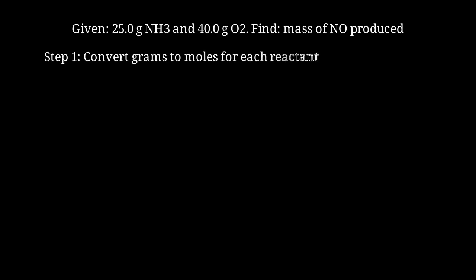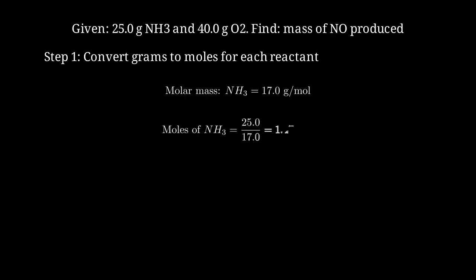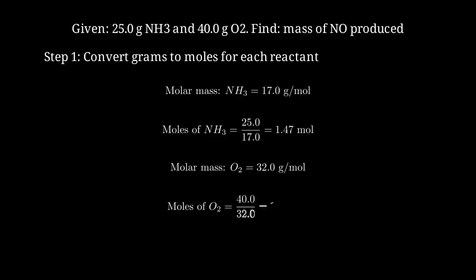First, we convert the mass of each reactant to moles using their molar masses. The molar mass of ammonia is 17 grams per mole. So we have 25 divided by 17, which equals 1.47 moles of ammonia. The molar mass of oxygen gas is 32 grams per mole. We have 40 divided by 32, which equals 1.25 moles of oxygen.